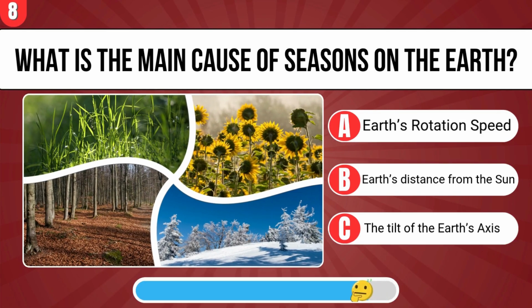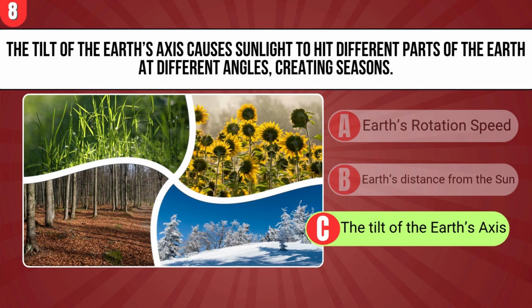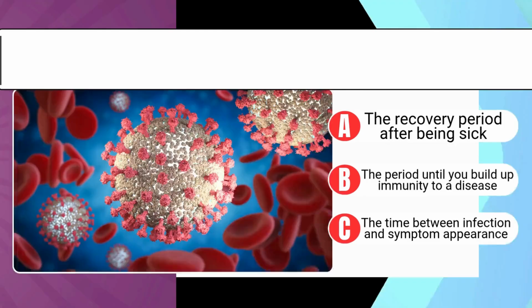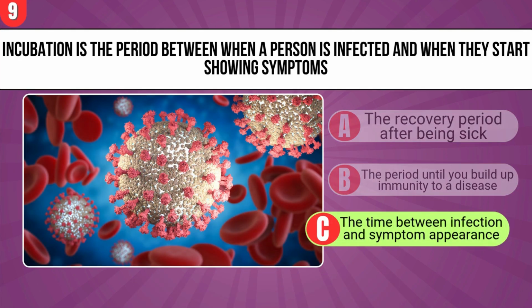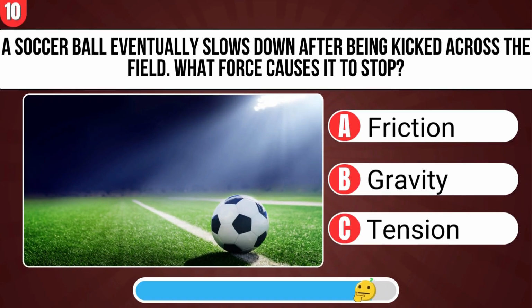What is the main cause of seasons on the Earth? It's the tilt of the Earth's axis. Which of the following below best describes what an incubation period is? Incubation is the time between infection and symptom appearance. A soccer ball eventually slows down after being kicked across the field. What force causes it to stop? It's friction.